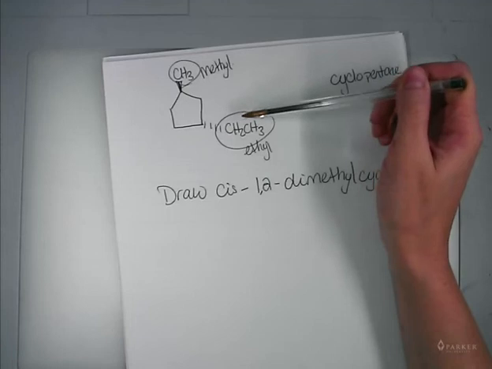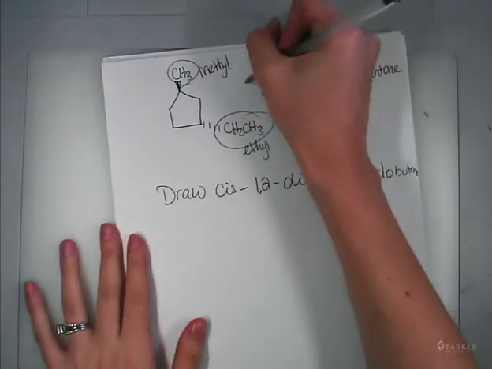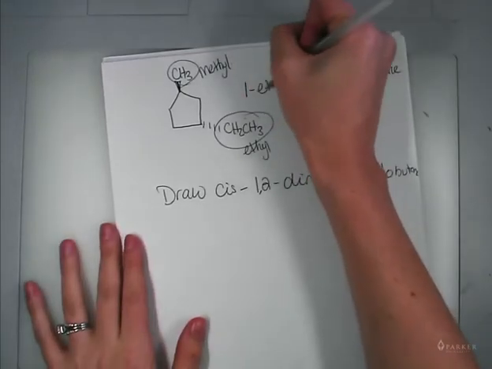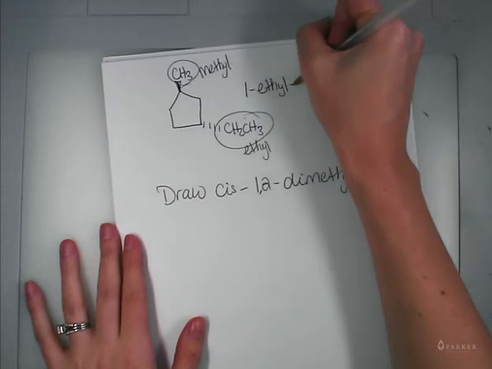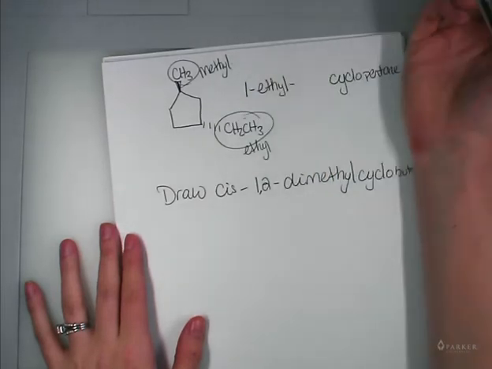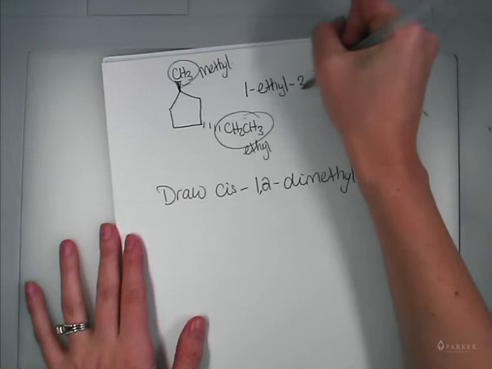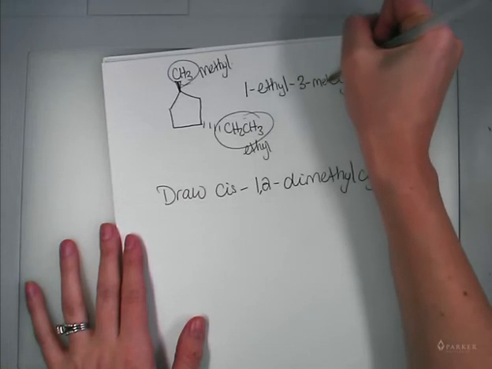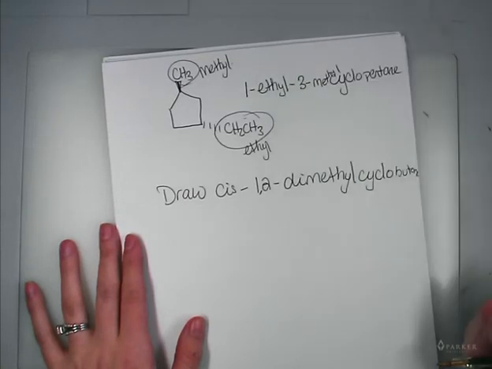Ethyl. And what rule are we following? Alphabetical. So we'll have 1-ethyl. And where's methyl? 3. 3-methylcyclopentane.